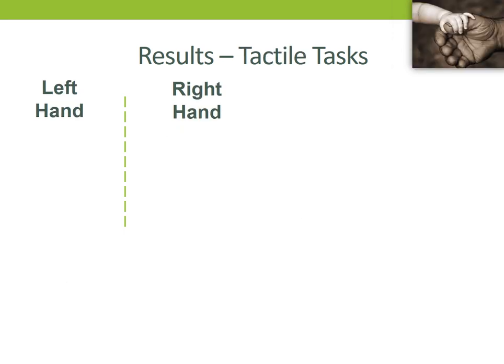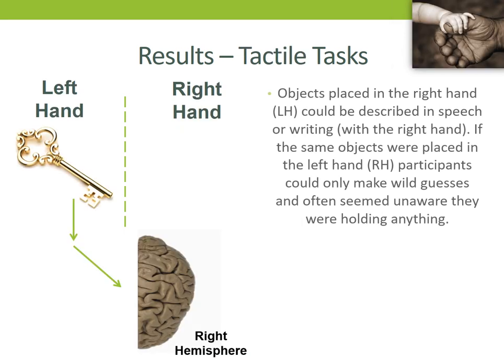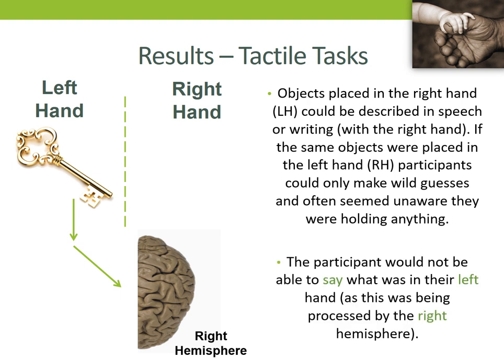Now, in your tactile tasks, objects placed in the right hand, therefore processed by the left hemisphere, could be described in speech or writing with the right hand again. So remember, if it's gone in the right hand, only the right hand could recognize it. If the same objects were placed in the left hand, the right hemisphere would process it and participants could only make wild guesses and often seemed unaware that they were holding anything.